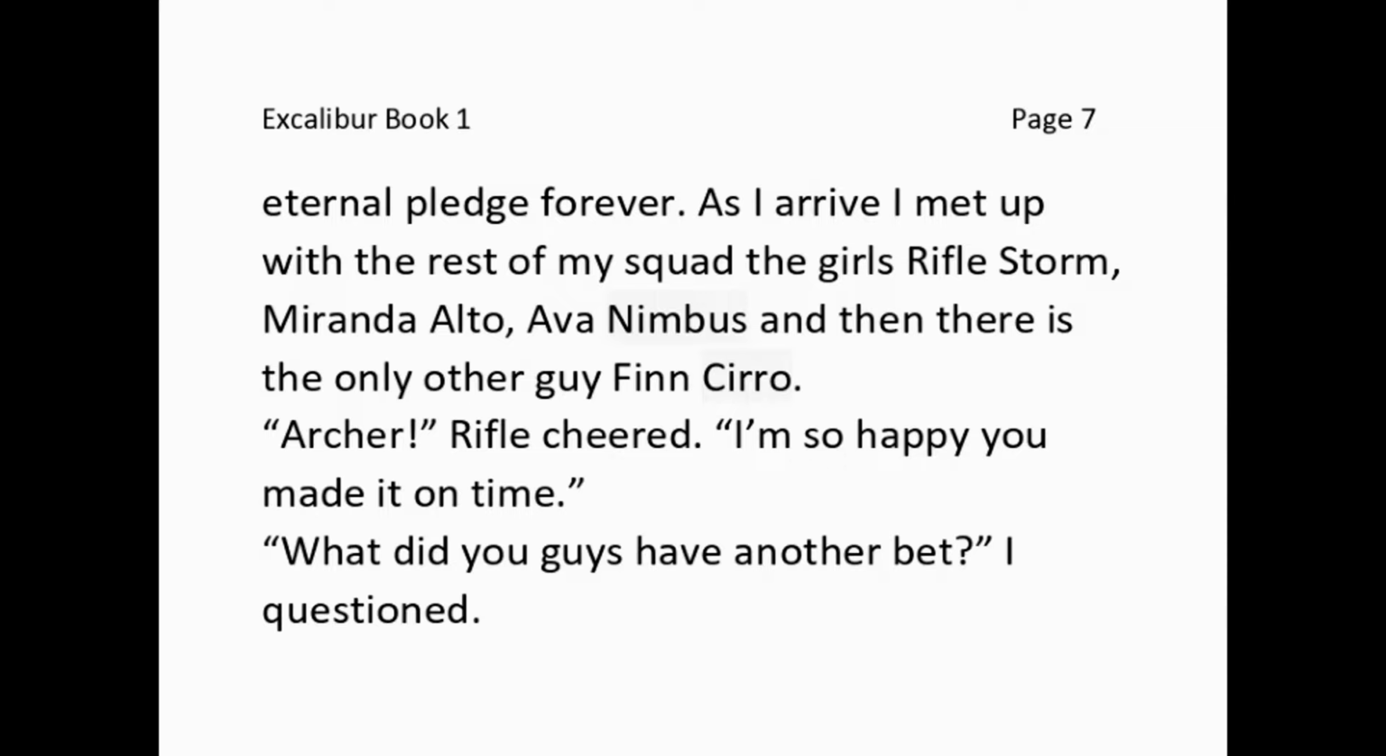"Well, at least I didn't. Betting if this would even happen was enough money out of my wallet." "That's what you get when you don't have more faith," Ava added. My squad was the same as ever. "Hard to process how we put up with each other," Miranda commented. Before I could say anything else, I had to deal with news reporters.